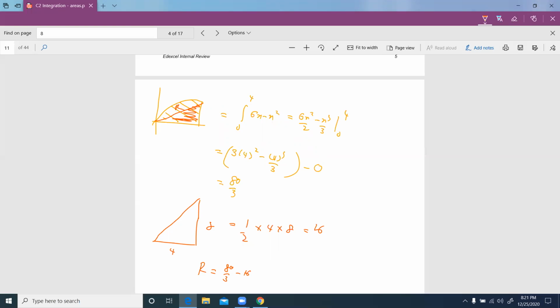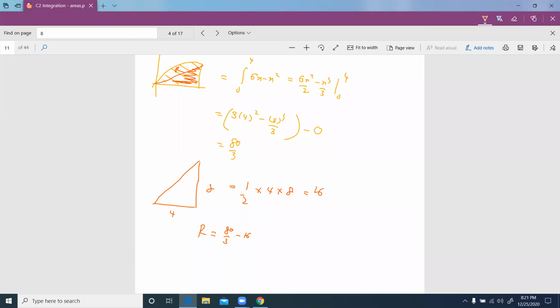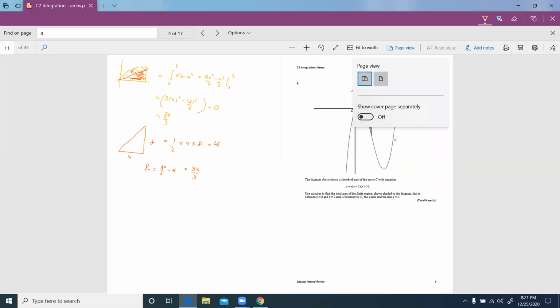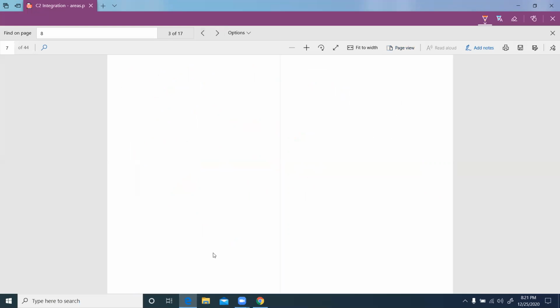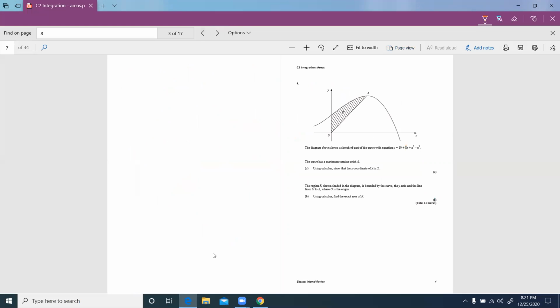That's a simple idea. So the answer is 80 over 3 minus 16, which gives 32 over 3 as the final answer. That's the final answer for the first part. Let's go to the next part of the question.